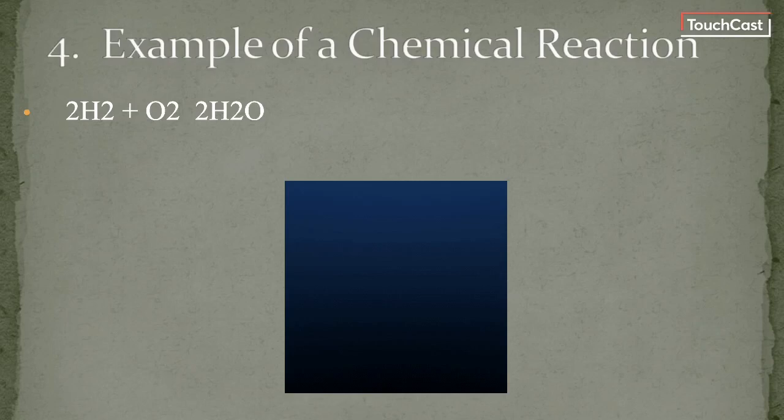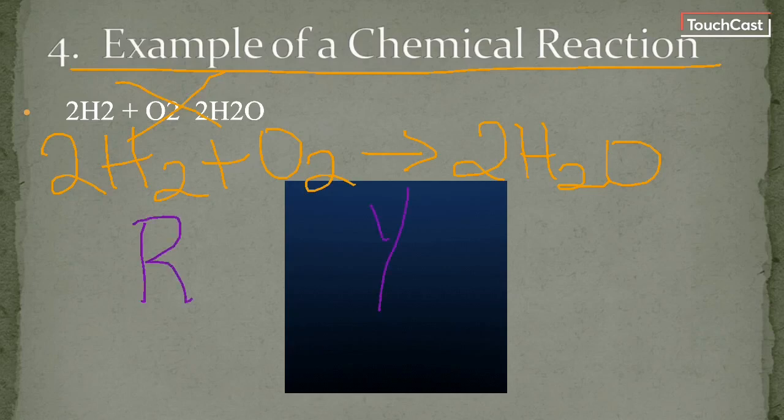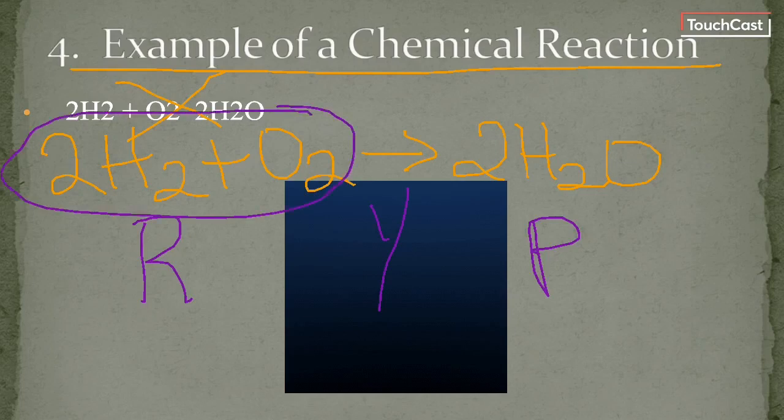All right, let's talk about our examples of a chemical reaction. This is question number 4. Let's rewrite this equation correctly. So it should be 2H2 plus O2 yields 2H2O. Okay, so I need to note that I have a reactant side. This is my yield and this is my product. So these are my ingredients. I mixed them together to come up with this 2H2O. Make sure you write that example down next to number 4.